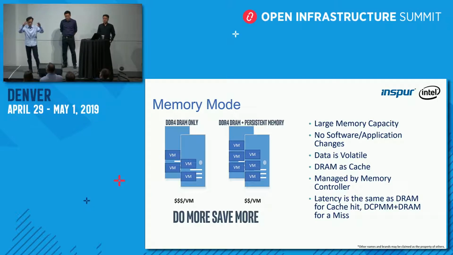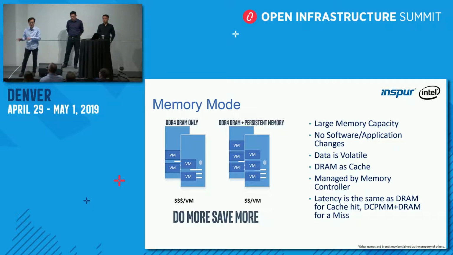But that allows you to put more VMs on that host, because potentially you can support up to 3 terabytes per CPU. So there are different configurations that you can work with in memory mode. If you have more memory in a system, you can put more VMs or larger VMs on that system. That helps you to do more and save more. Of course, the persistent memory in this capacity is basically positioned as a large memory.